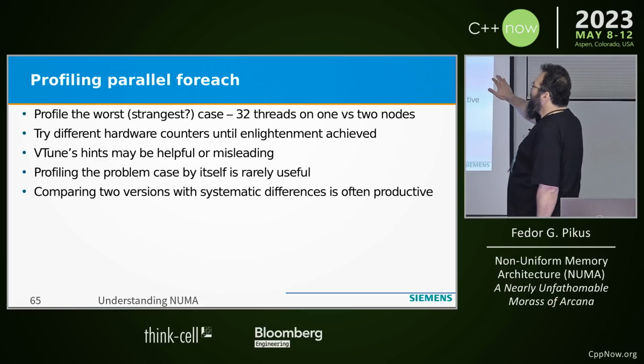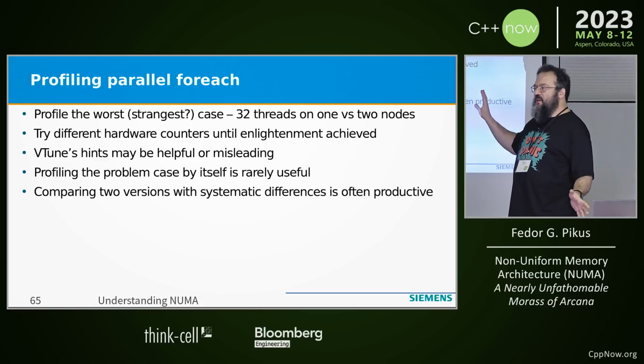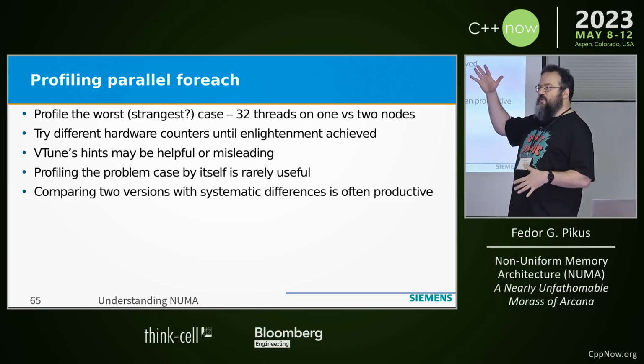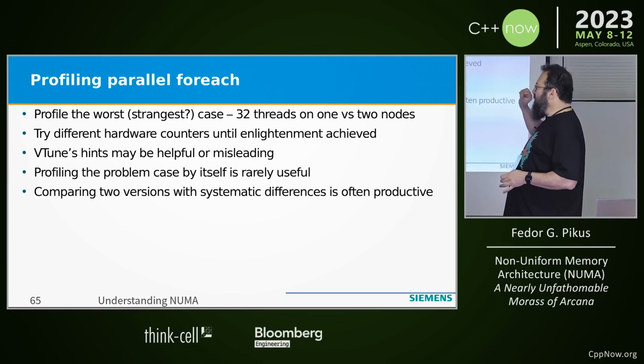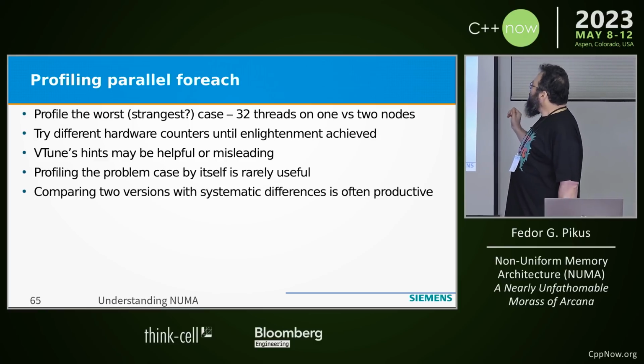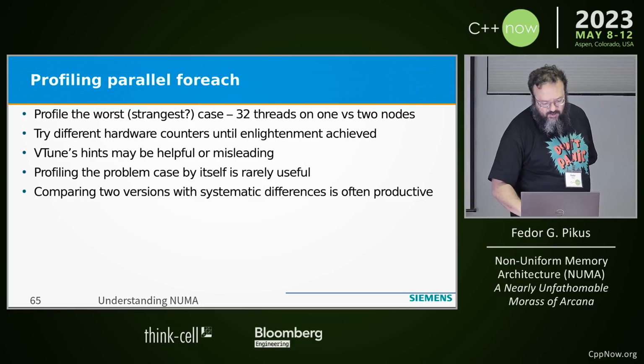Always profile the worst, the strangest case that you see. In our case, 32 threads shows the biggest performance difference, relatively. So profile that case. All right, let's see what VTune gets.